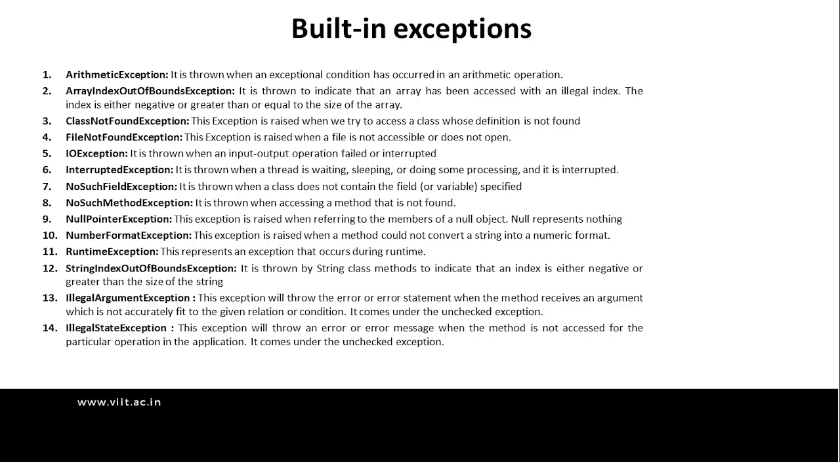IO exception: it is thrown when input output operations failed or are interrupted. Interrupted exception: it is thrown when a thread is waiting, sleeping, or doing some processing and it is interrupted. No such field exception: it is thrown when a class does not contain the field specified. No such method exception: it is thrown when accessing a method that is not found.